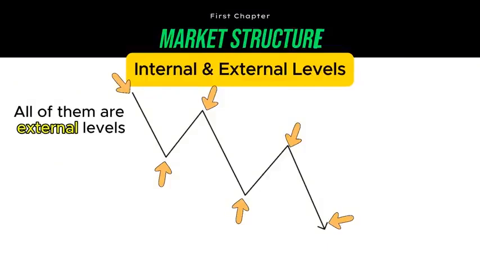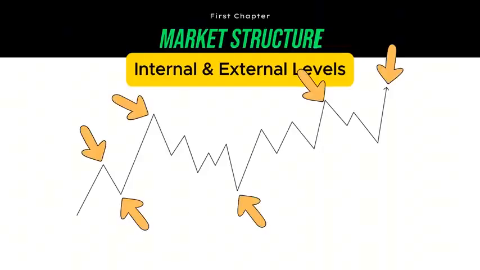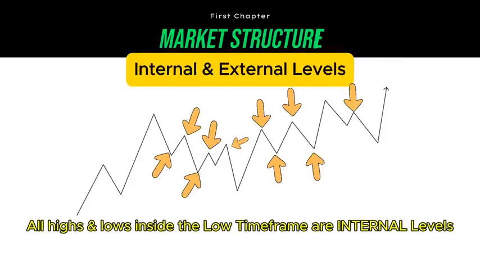Now let's look into the more complex price action. Upside, pullback, and break to the upside. First, let's identify the external levels. They are the same as the previous ones, meaning each major high and low. Now into the internal levels. The internal levels are, as we have said, the low time frame structure inside the high time frame. So the internal structure is the price action of the pullback.